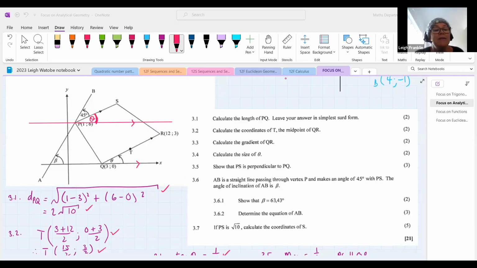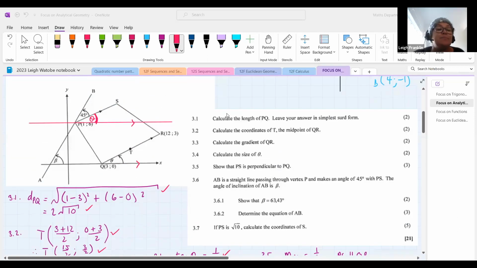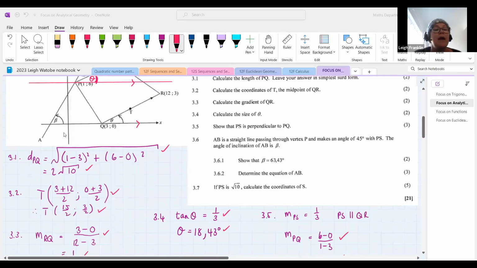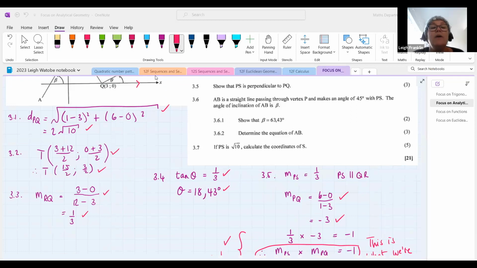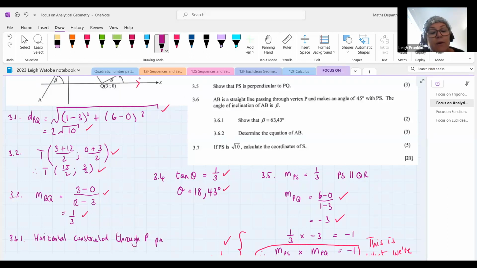Okay, so we can see that theta is the sum of these two. So what we would need to do in a situation like this is indicate that we have drawn a horizontal line through P. Let's put it over here, 3.6.1: horizontal line constructed through P, parallel to the x-axis.